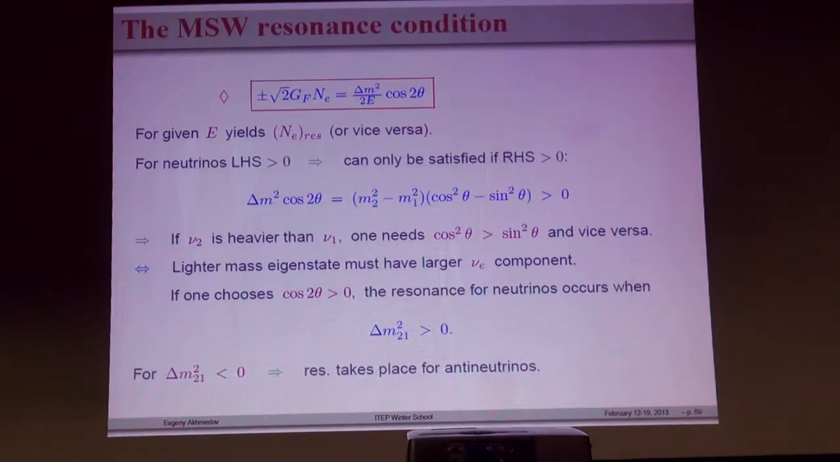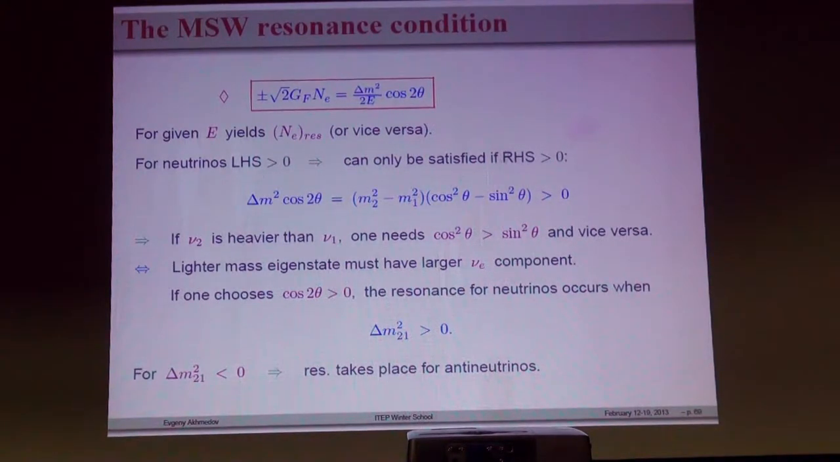What is the physical meaning of this? You remember that cosine of theta gives you the weight of electron neutrinos in the state nu1, and sine theta gives you the weight of electron neutrinos in state nu2. So the physical meaning of this condition is that the presence of electron neutrinos in the lower state should be bigger than in the higher state with a higher mass. And only in this case will the MSW resonance take place.